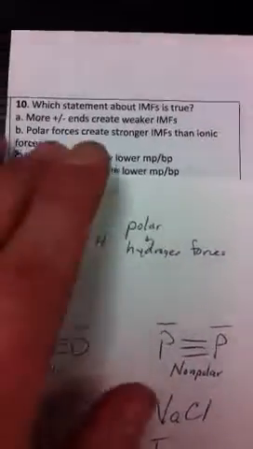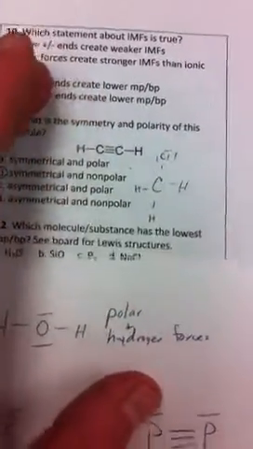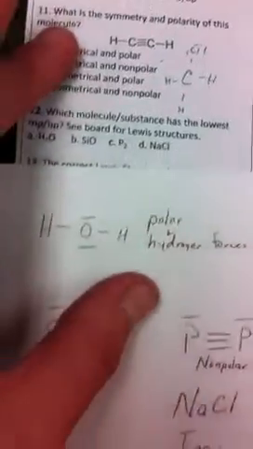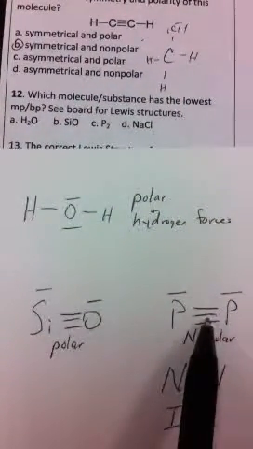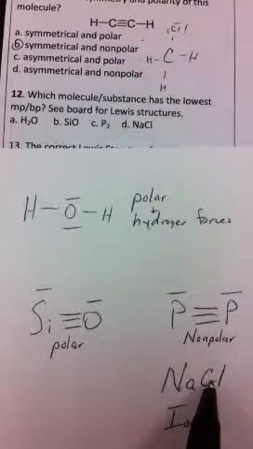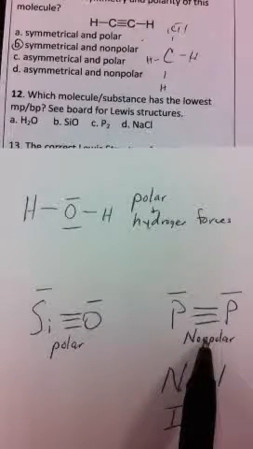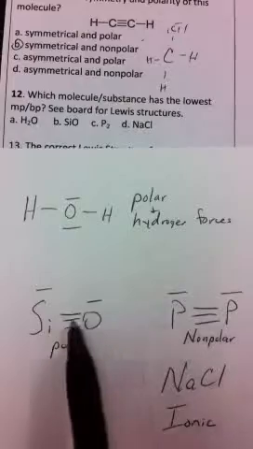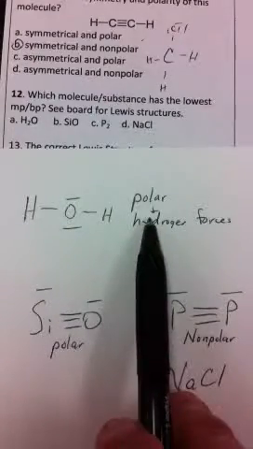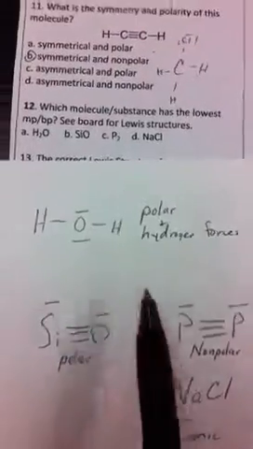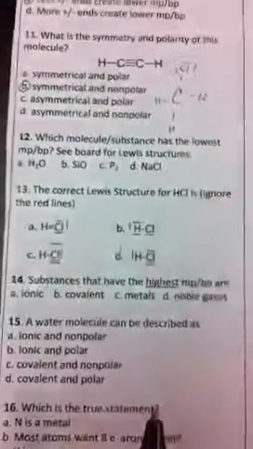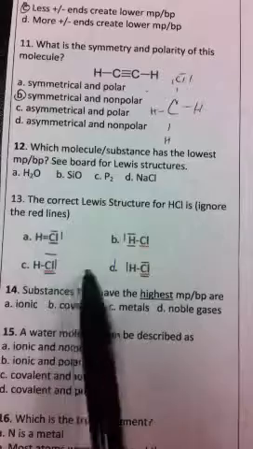So you have H2O, SiO, and the P2 molecule, and NaCl is ionic. So nonpolar has the lowest melting point. This would be the next lowest, this would be the second highest because you've got both of these forces, and then this would be the highest. So you have to know those IMFs very well.